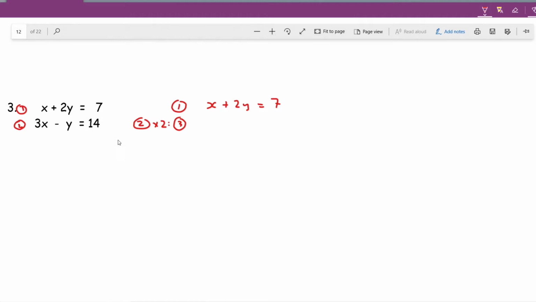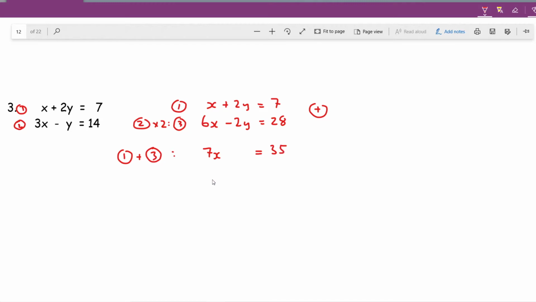Times that by 2 is going to give me 6x. Times this by 2 is going to give me minus 2y, and times 14 by 2 is going to give me 28. Then I'm going to add those two equations together, so equation 1 and add equation 3 to it. That's going to give me x plus 6x is 7x. 2y plus minus 2y is going to be 0. And 7 plus 28 is going to give me 35.